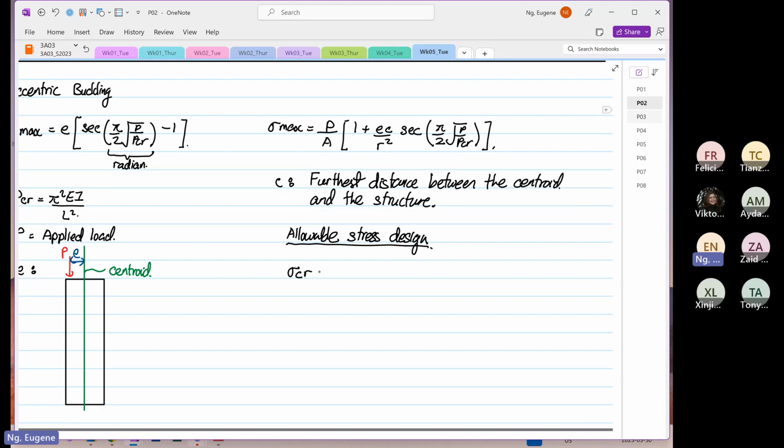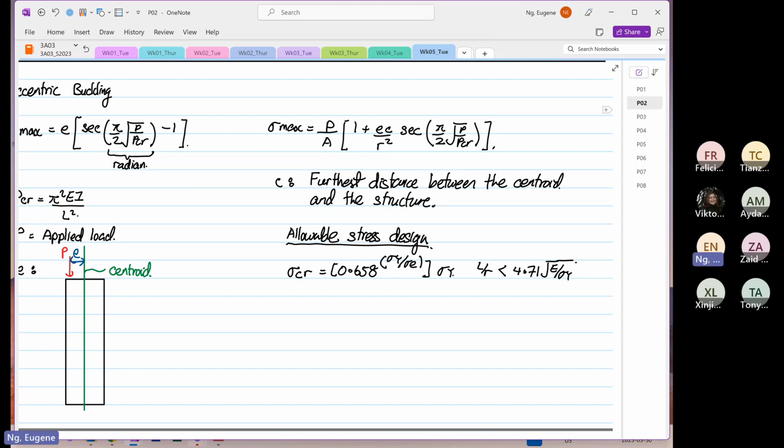Critical stress is equal to what? It is equal to 0.658 to the power of stress Y divided by stress E, and then you have stress Y. Now we will use this if your L over R is less than 4.71 times the square root of E over stress Y. Okay.